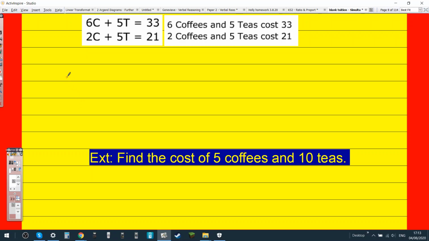Okay. So let's start with the coffees. First, find out how much a coffee costs. So there's 33, and they add 4 coffees. So 21, and then they get to 33, but they add 4 coffees to that.